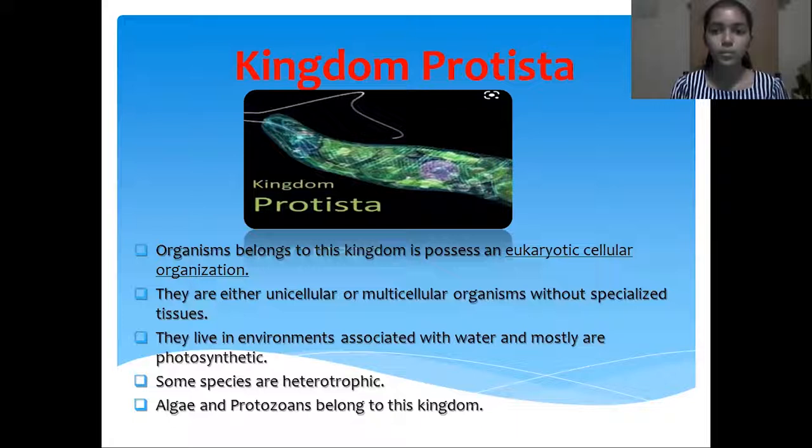Kingdom Protista. Organisms belonging to this kingdom also possess eukaryotic cellular organization. They are either unicellular or multicellular organisms without organized tissues. They live in environments associated with water and are mostly photosynthetic. Some species are heterotrophic. Algae and protozoa belong to this kingdom.